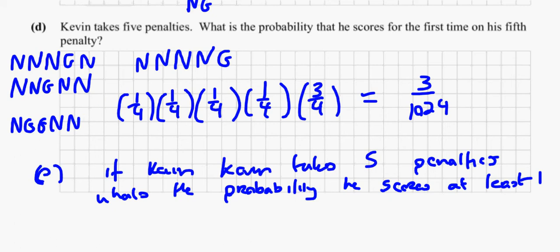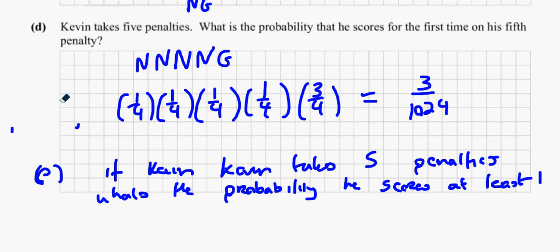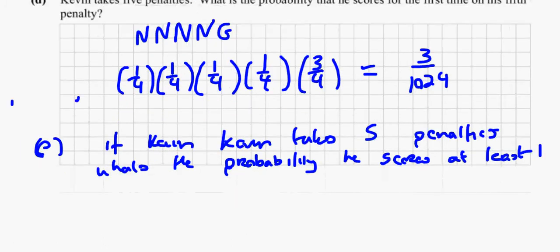Why don't you do 1 takeaway, he didn't score at all. 1 minus the probability he didn't score at all. Because when he doesn't score at all, that's the only time he doesn't score at least 1. So how would you get the probability that he doesn't score at all?